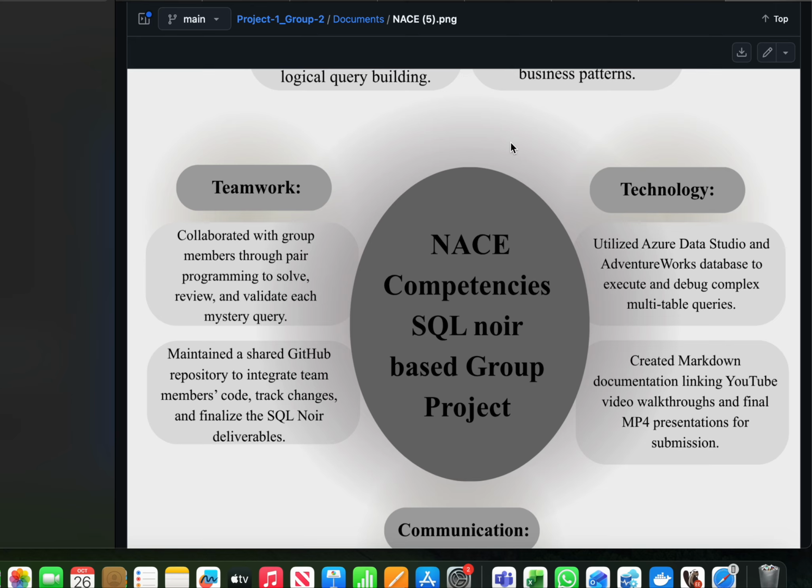It was a really rewarding project because it connected what we're learning in class to real world career skills, and it showed how data analysis can be both logical and creative.